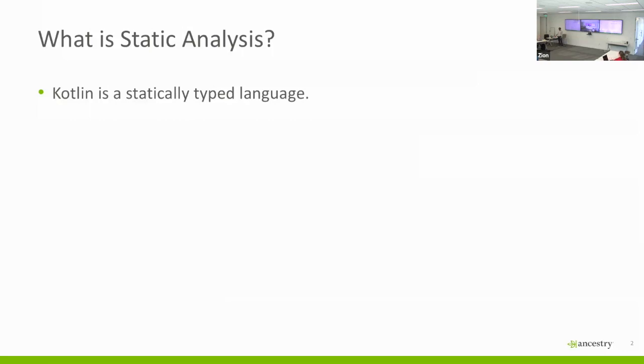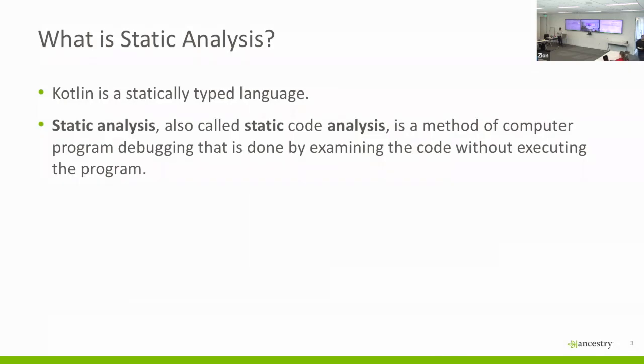So what's the meaning of static analysis then? Static analysis, also called static code analysis, is the method of computer program debugging that is done by examining the code without executing the program. And by that, I mean, before you hit run after writing your code, if you want to perform analysis on your code to get feedback for how you're writing your code, how your code is organized, that's when we use static analysis.